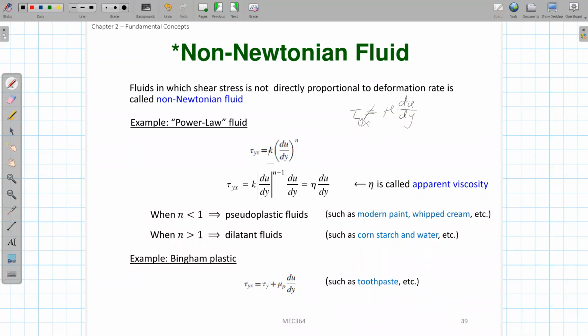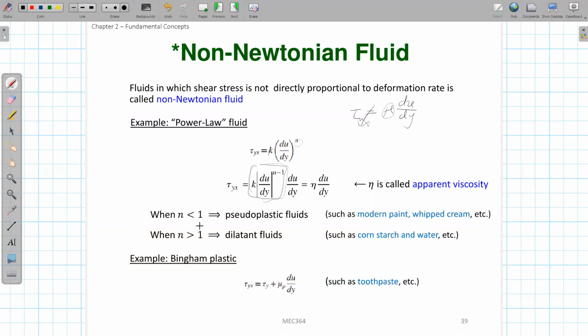Furthermore, you can rewrite it a little bit, writing this n with two terms: one is an n minus 1 term, and one is itself. This times this one will go back to this n. If you write the notation in this way, you can think of this as something similar to the mu we had before. We call this eta, and this is called the apparent viscosity.